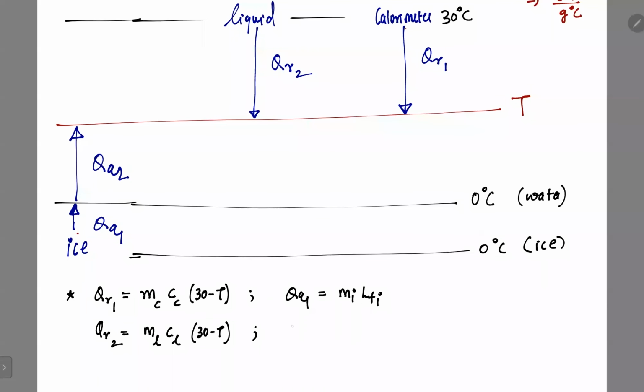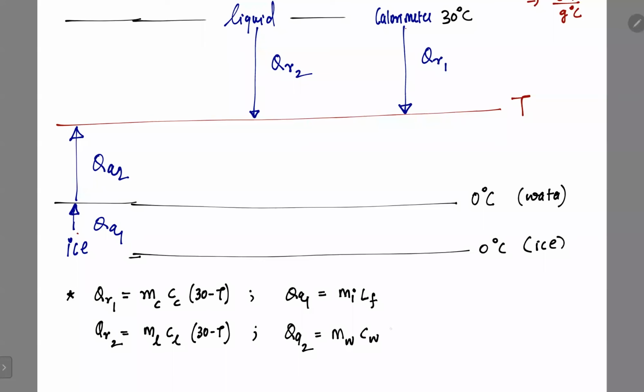Yes. Q absorbed 2 will be m c delta T. So now this will be called the mass of water, because the ice has become water. And that will be C of water into delta T.